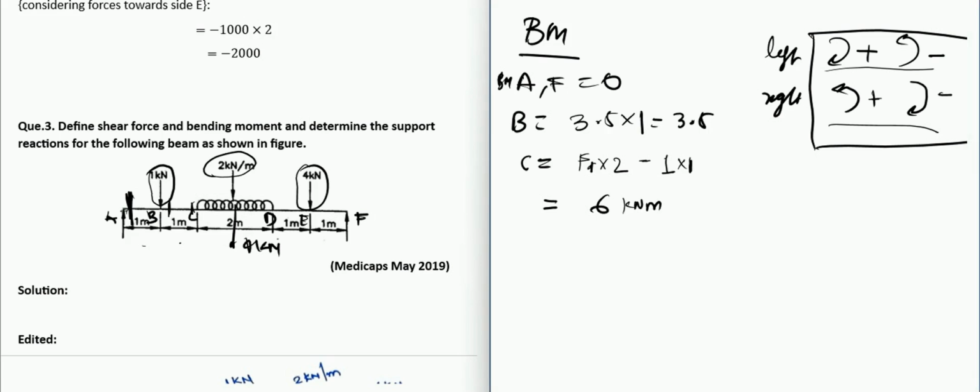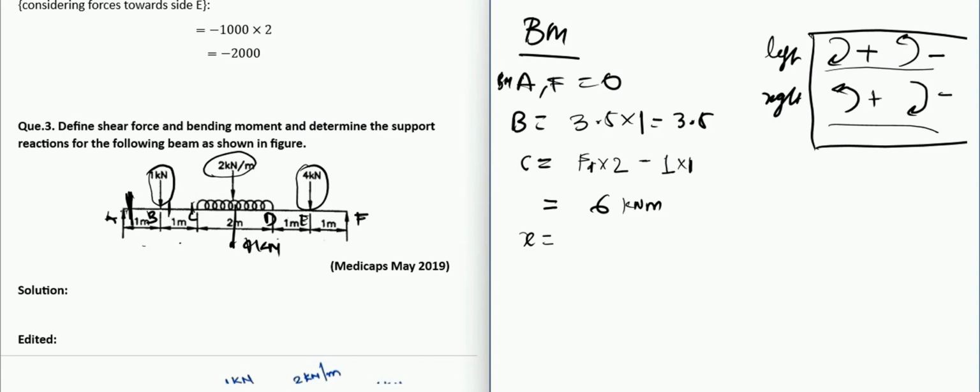So let us calculate at the point, let us call it X, where we said that shear force is 0 and bending moment will be maximum. So we need to calculate at that point also. So how can we calculate at that point?